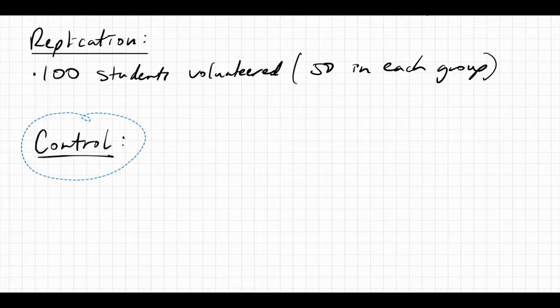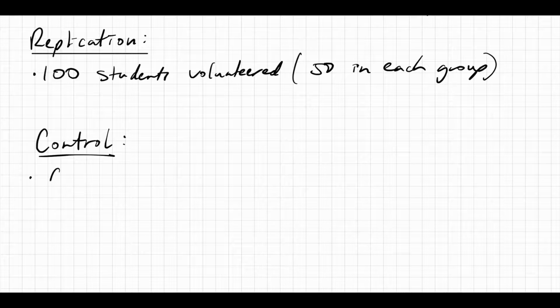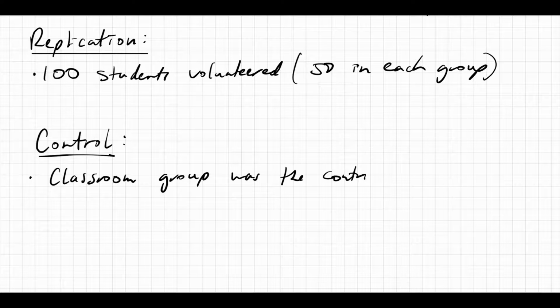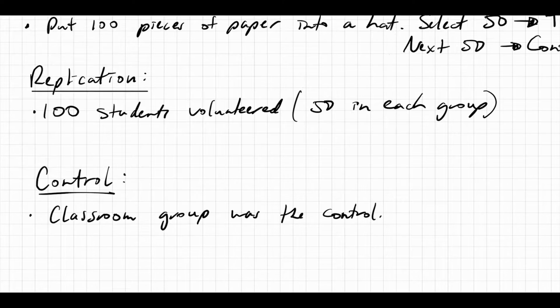Control. So we have to tell who are the control group. So classroom group was the control. Okay, classroom group was the control. What else?